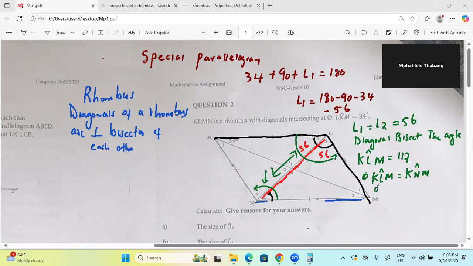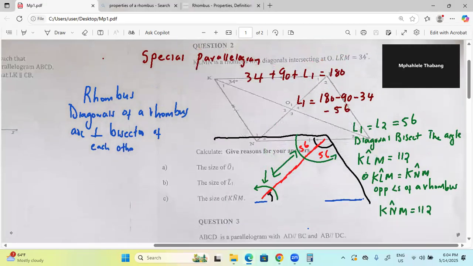So you say opposite angles of a rhombus. Remember, a rhombus is a parallelogram, and opposite angles of a parallelogram are equal. So then this angle K and M is also 112.